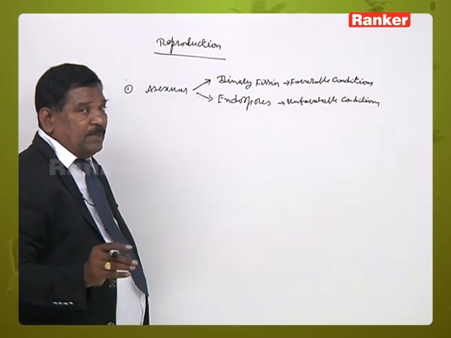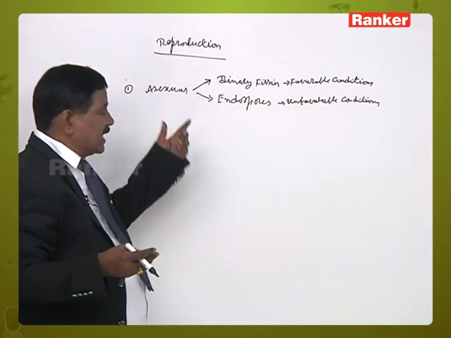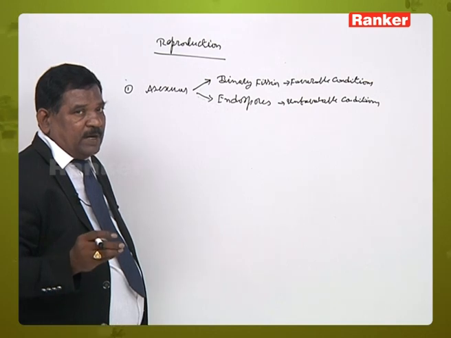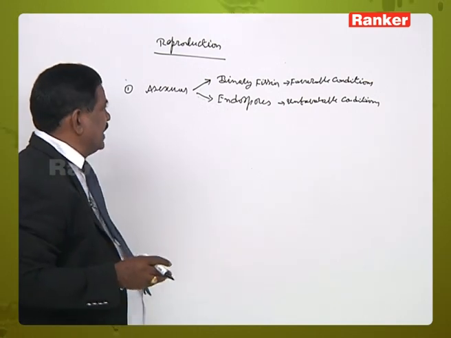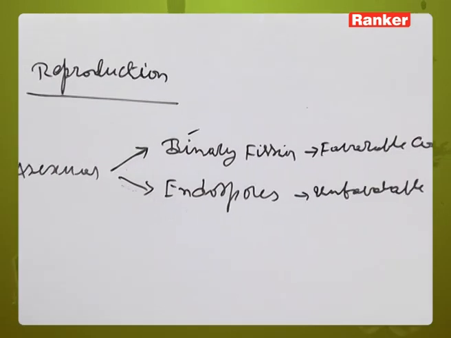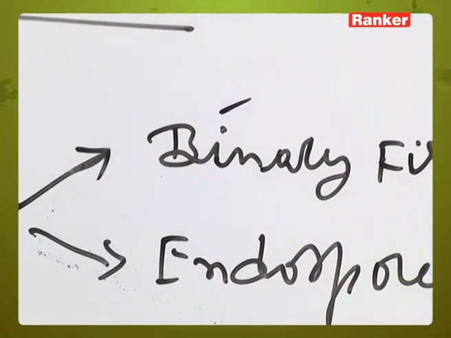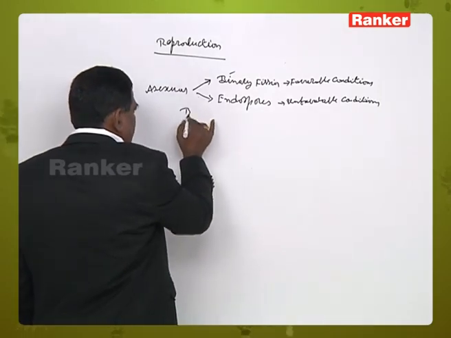The most common method of the multiplication of the bacterium is binary fission, binary meaning two. One bacterium divides into 2 bacteria. Process of binary fission.